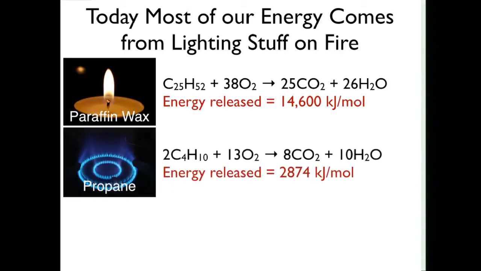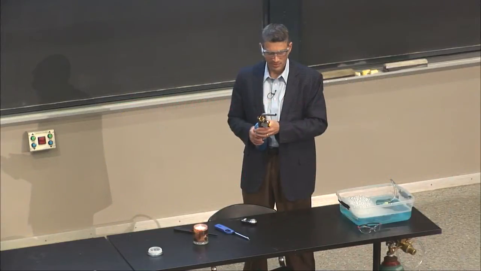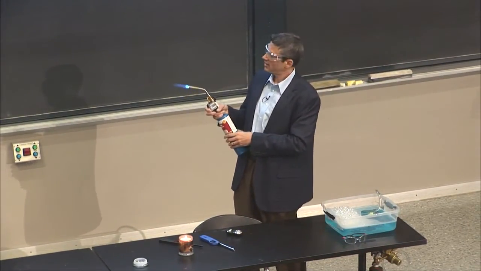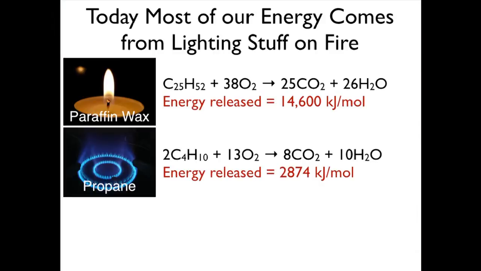Now, you can light other things on fire, and again, I really like doing this. So let's light propane on fire. Okay, don't worry about it, turn it this way. Yeah, that's probably a good idea. So there's propane, and when I do that, I'm getting 2,874 kilojoules per mole of propane, right? So that's another way to get energy from lighting stuff on fire.